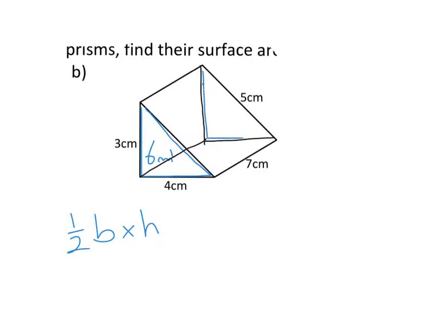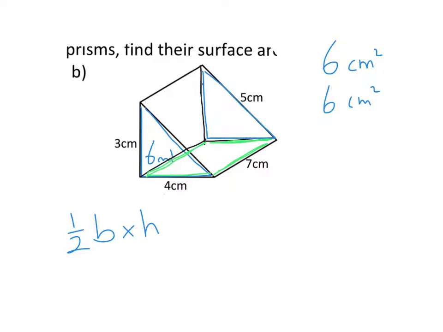Now if you can imagine the back of this triangular prism, there's another triangle, so this little one here is also going to be 6. So we've got 6 centimeters squared at the front, another 6 centimeters squared at the back. Now, I'm going to look at the bottom of the triangular prism next. I'm going to highlight that in green.